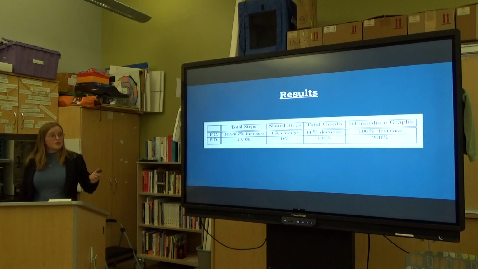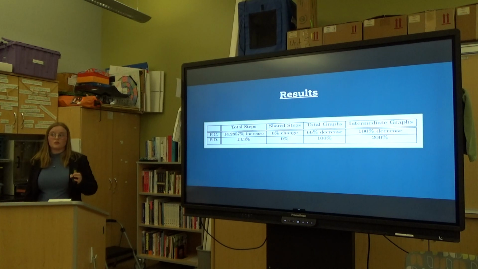This gives me my results of total steps has a percent change of about 14% and a percent difference of about 13%, and my shared steps have 0% for both percent change and percent difference, whereas my total graphs has a percent change of 66% and a percent difference of 100%, and my intermediate graphs have a percent change of 100% and a percent difference of 200%.